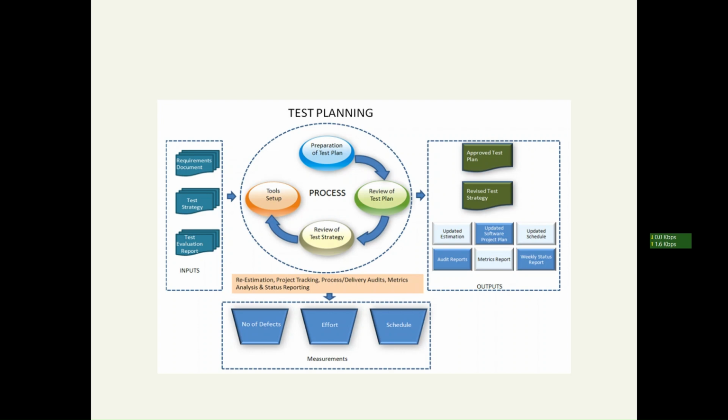Next is the revised test strategy also, as estimation will be updated while planning. The software plan also might change during planning. The schedule will be updated. Metrics and weekly reports: while measuring the test plan, you should calculate the number of defects in the last sprint, the effort you needed, and the schedule. All those things should be considered during your planning phase. So this is the input, output, and process during your test planning phase. Hope you got it.